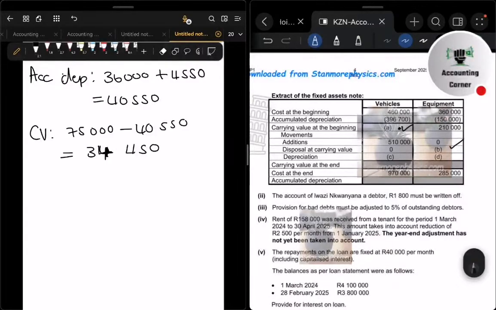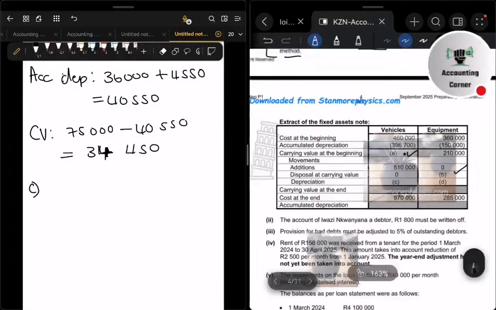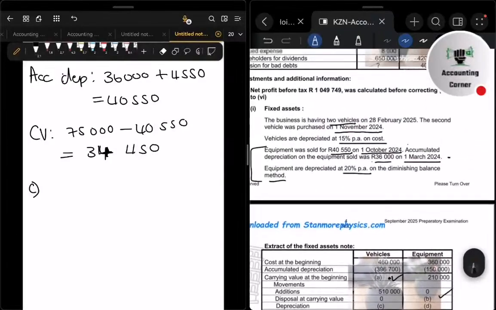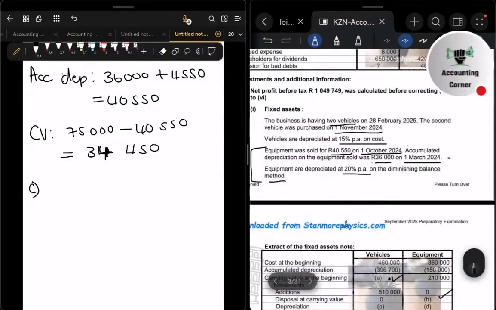Then C is depreciation for vehicles. So for vehicles, we were told we have two vehicles. The vehicles we had at the beginning of the year, then there is the second vehicle that was purchased on the 28th of February 2025. Now, let's start with the old vehicle.